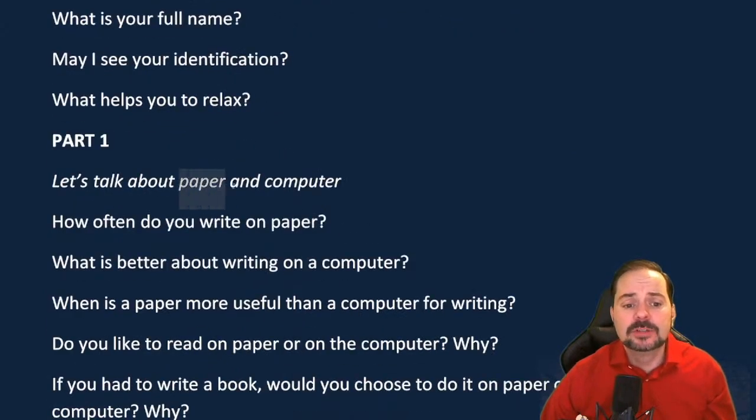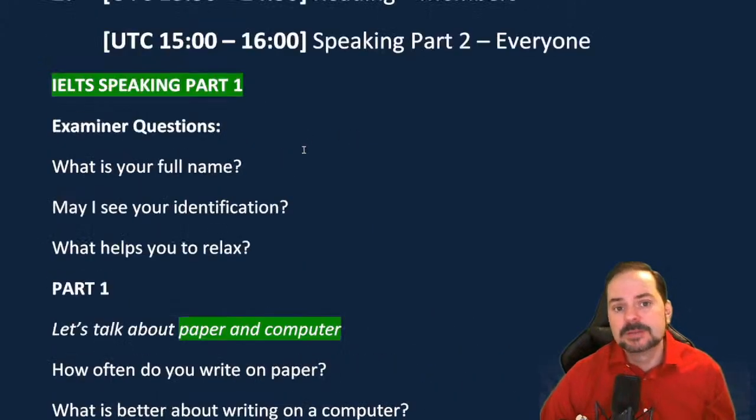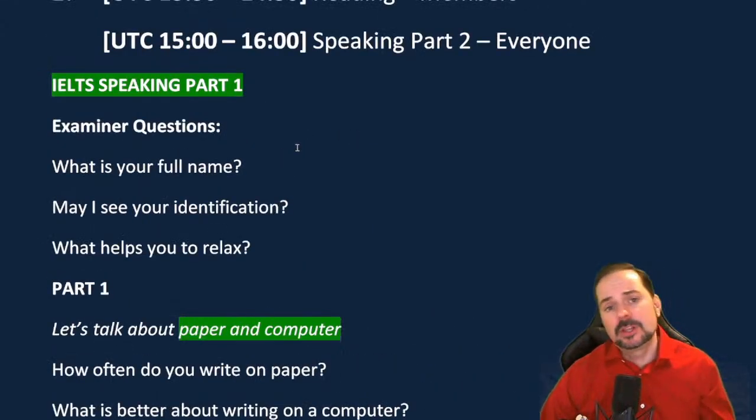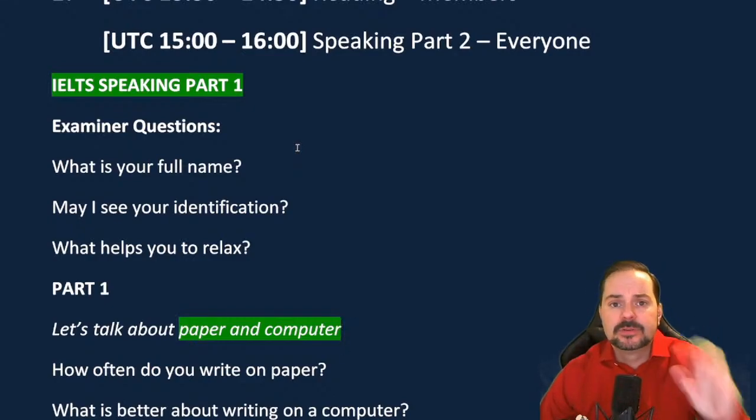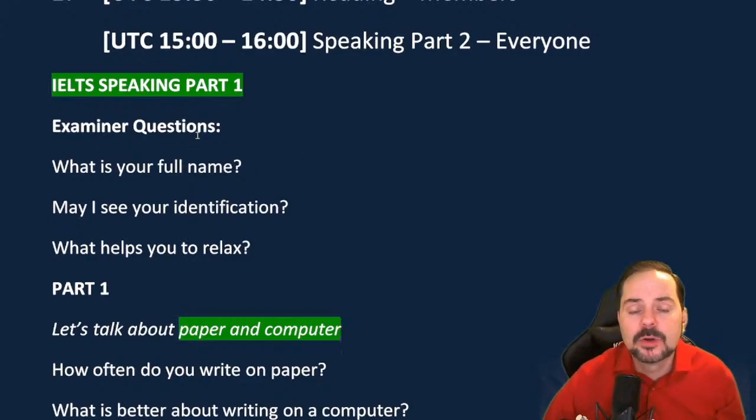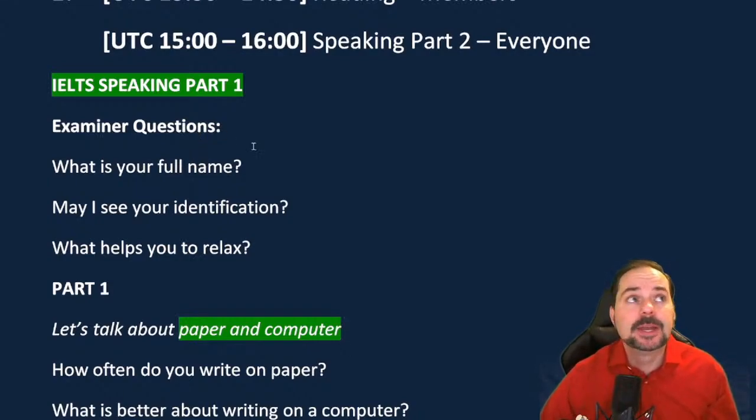Today, we're actually going to focus on paper and computer, okay? So sometimes they have these kinds of part 1s where, like, let's talk about paper and computer, and then it's a little bit of a comparative, okay? So there's a bit of comparison going on there. We'll talk more about that in a bit, okay?